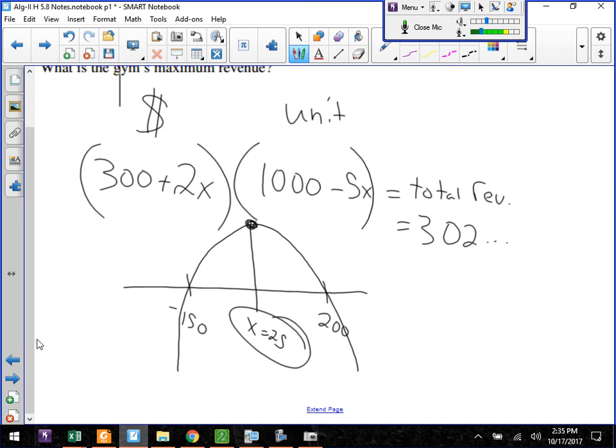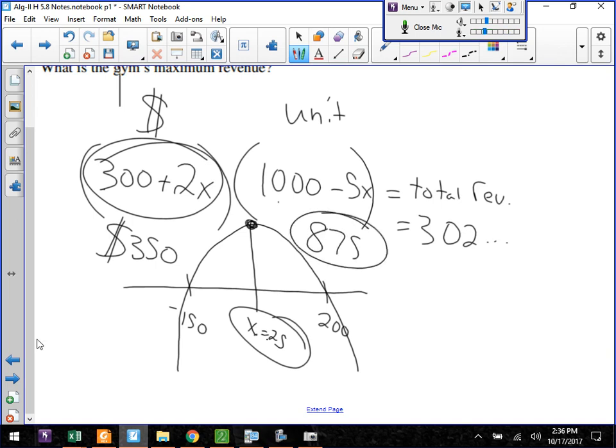But remember, the price at which you get the biggest bang for your buck would be 300 plus 50. So at $350, you're going to sell, let's see, 1,000 minus 125, which is 875. Yes, you'll have 875 members. So that's what that value of x allows you to figure out: pricing and how many people will be at that price. You put them together to get your total revenue.